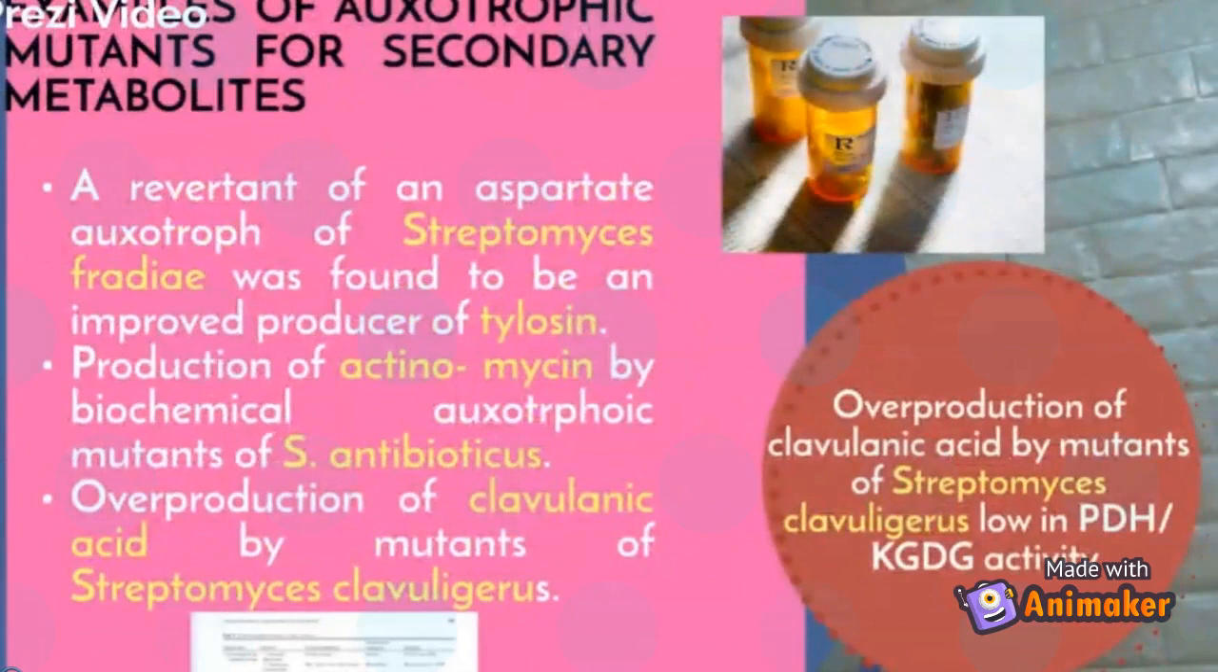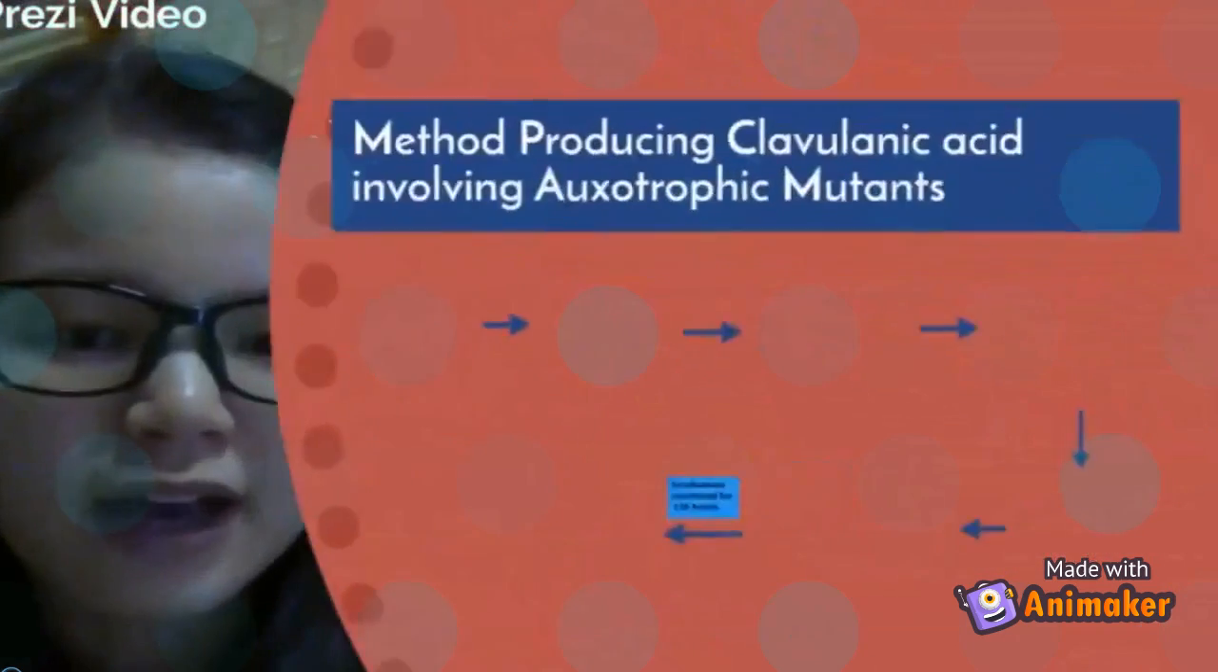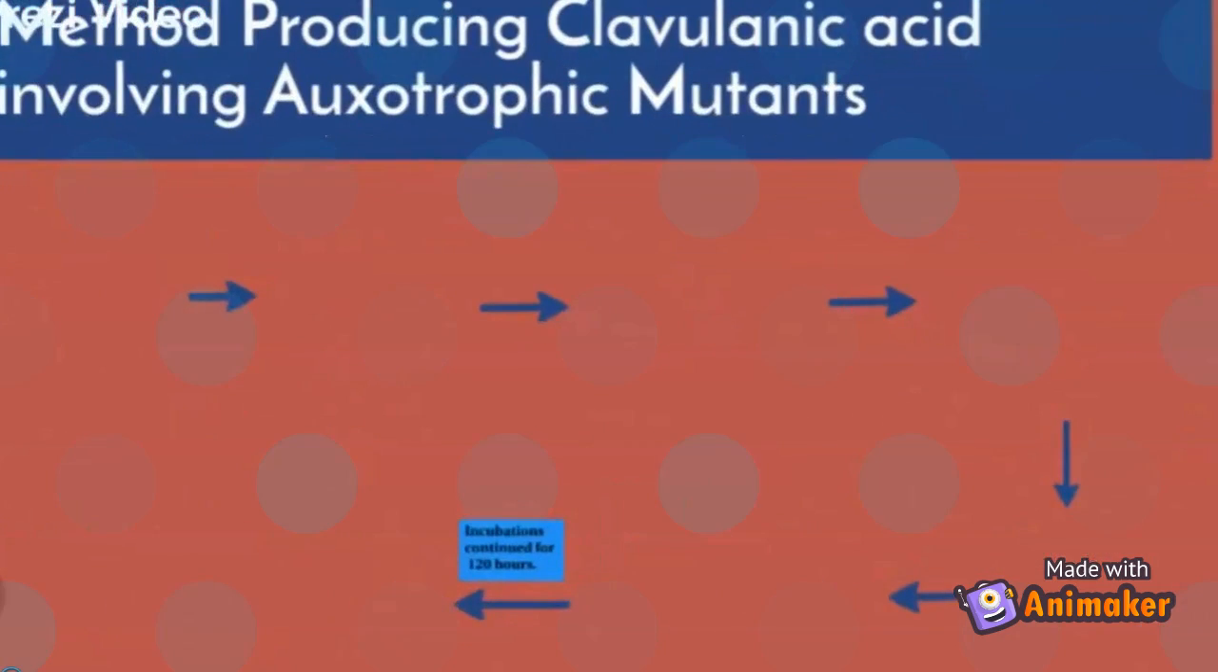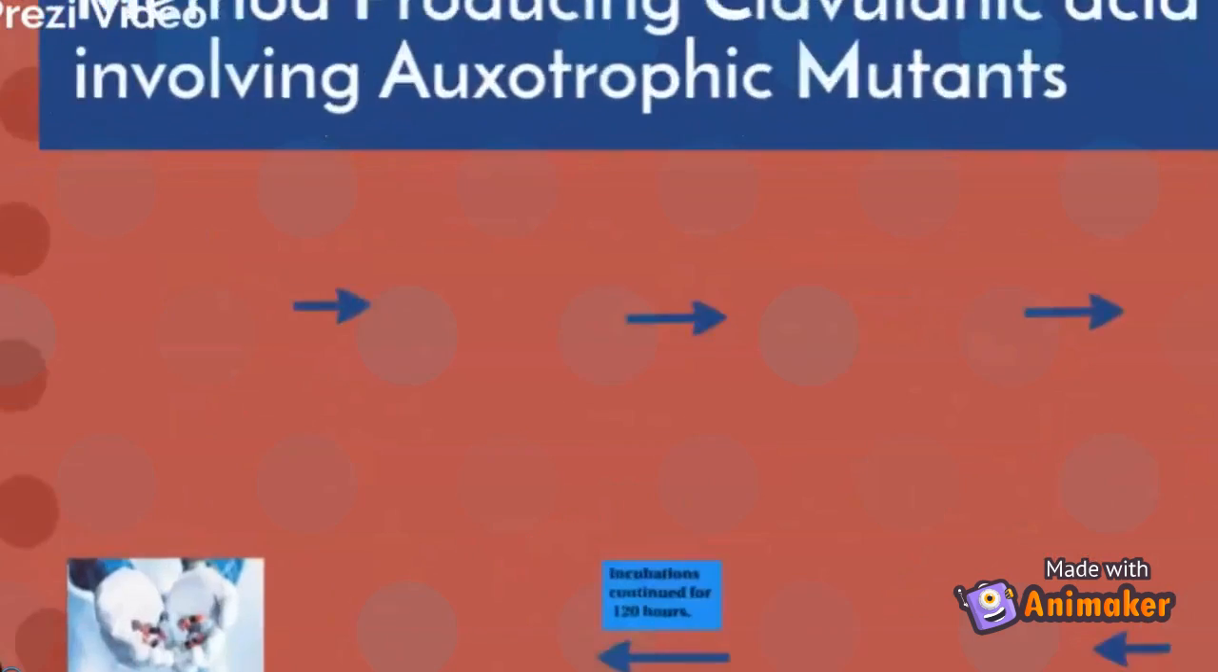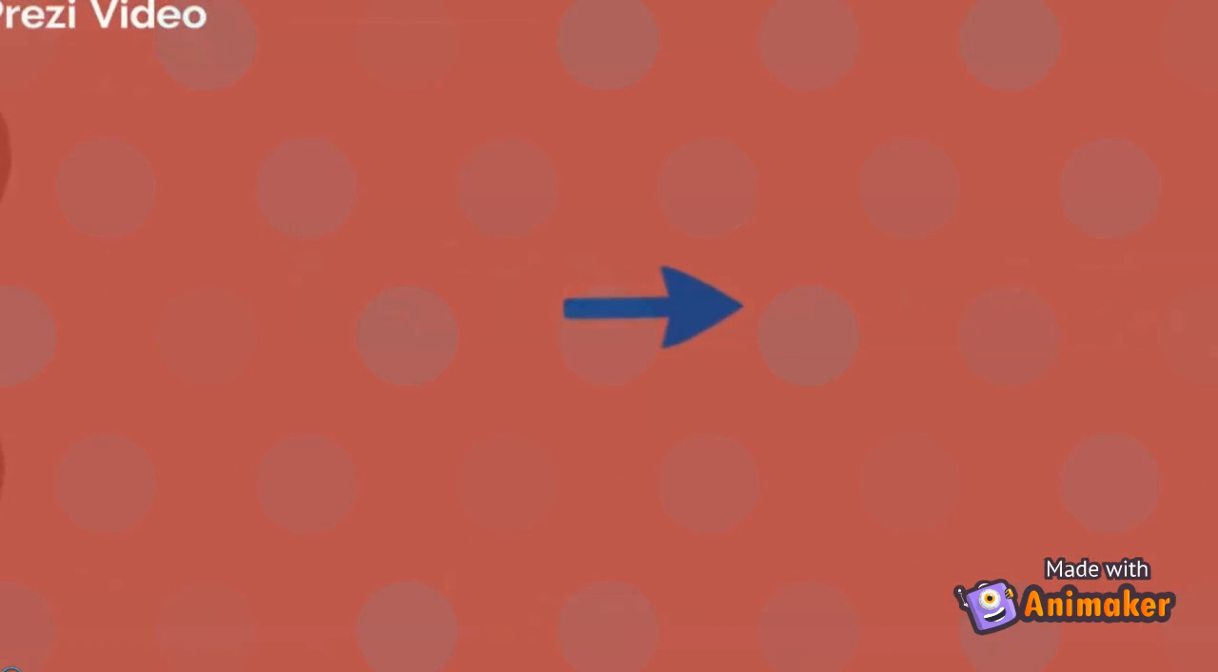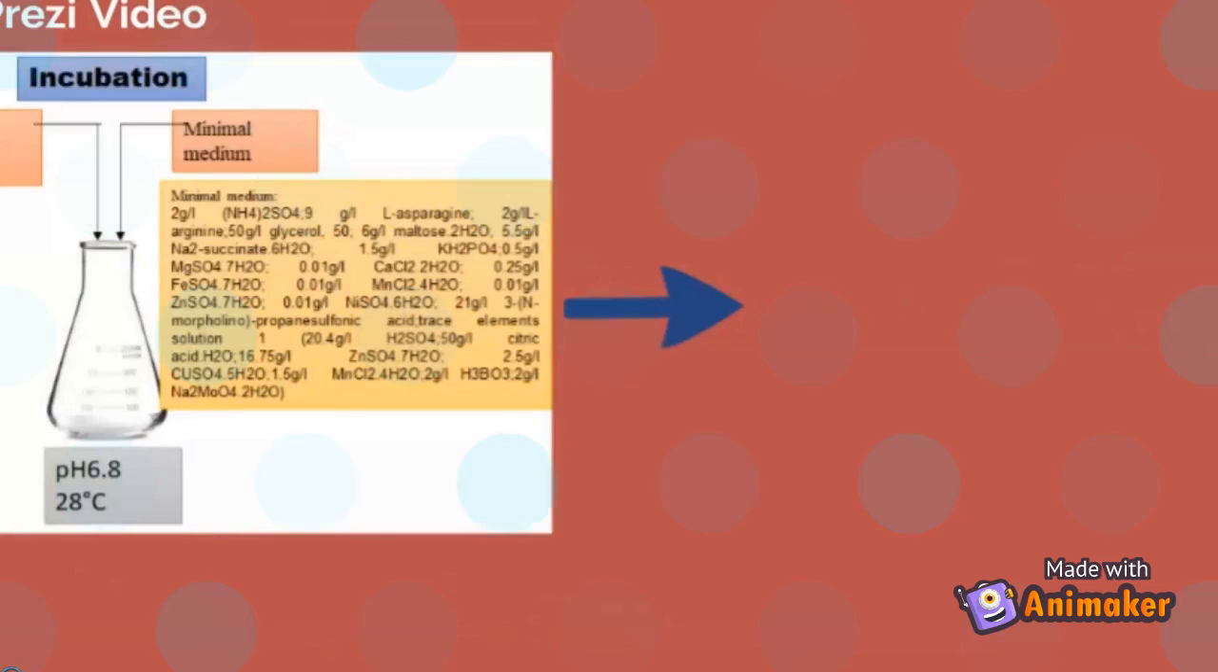Okay, let's go to the example of the overproduction of clavulanic acid by using Streptomyces clavuligerus as auxotrophic mutants, and let's go to the method of producing clavulanic acid by using auxotrophic mutants. Okay, first we will undergo the incubation. Incubate the mutagenized host in a minimal medium with pH 6.8 at 28 degrees. The minimal medium chemical reagents are stated as shown in the figure.